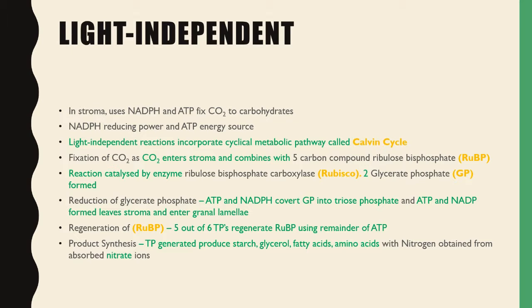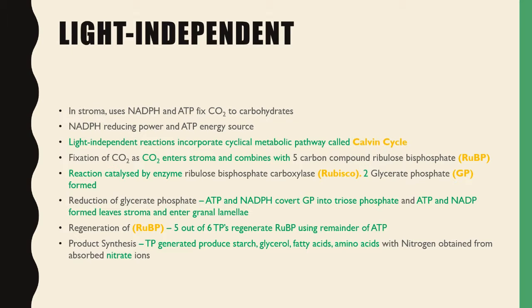So glycerate phosphate is then reduced by ATP and NADPH, which convert GP into triose phosphate, or TP. And we know this because it also happens in respiration. So ATP and NADPH will reduce glycerate phosphate into triose phosphate. But the ADP and NADP that are formed will also leave the stroma and then enter the granal lamellae whenever they've reduced the glycerate phosphate. RuBP will then be regenerated because 5 out of every 6 triose phosphate molecules that are formed will regenerate RuBP, and this will also use the remainder of the ATP that is there.